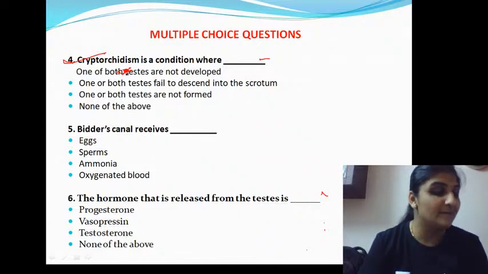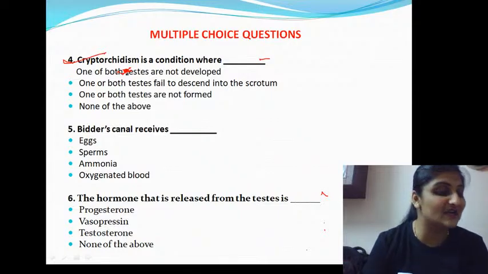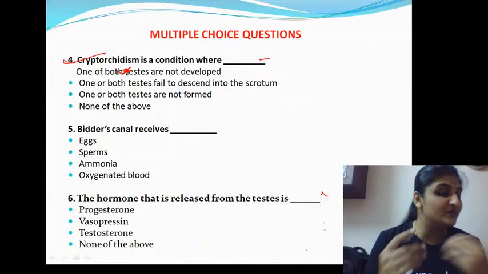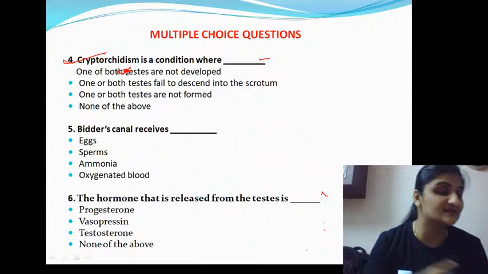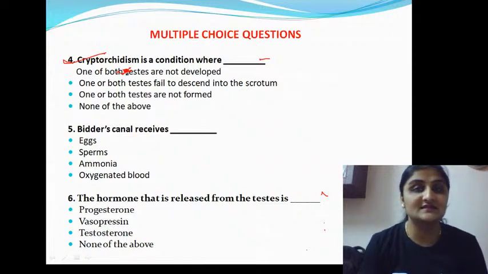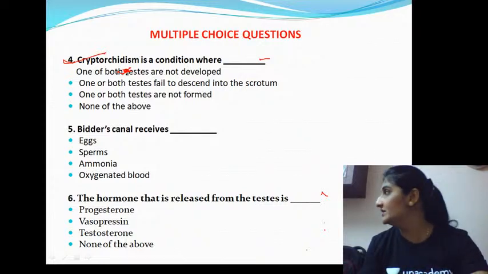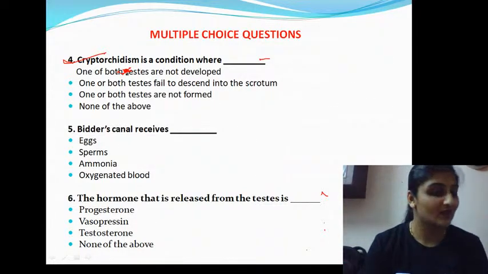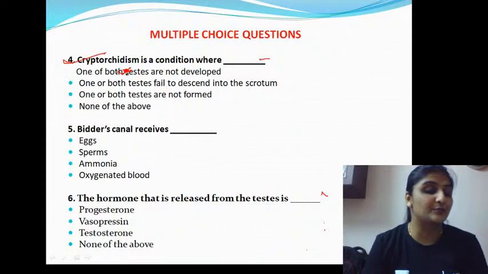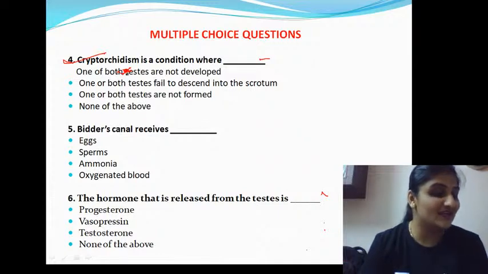Students, quickly answer. Cryptorchidism is a condition where dash. Everybody is going to participate to give the answers quickly. I can expect the answer from everybody. So fast, what is cryptorchidism? Many of the students are coming with the right answer.